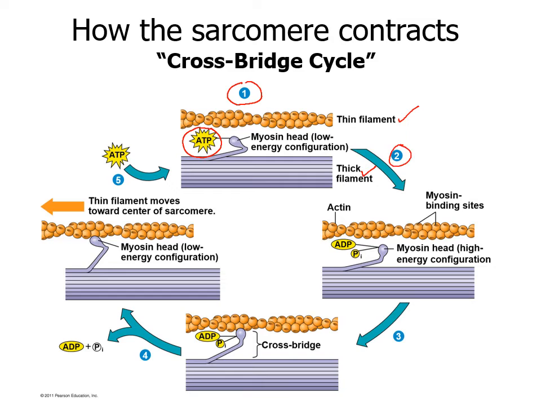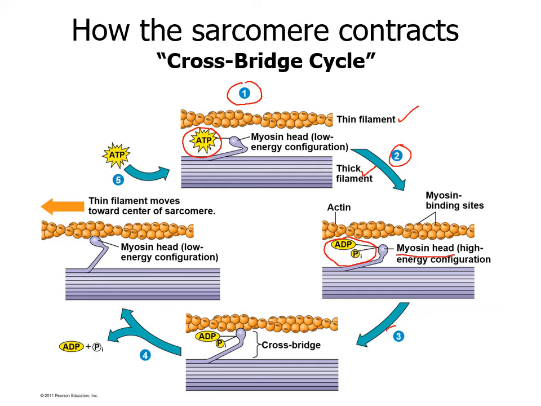Step 2, what happens? Well, we can pretty much guess ATP is going to be hydrolyzed. And sure enough, it is. Phosphate is separated from ATP to make ADP. They are still bound to the myosin head, but that changes the conformation. All right? Again, chemical change, hydrolysis of ATP, changes the conformation. The myosin is now in its high energy conformation.